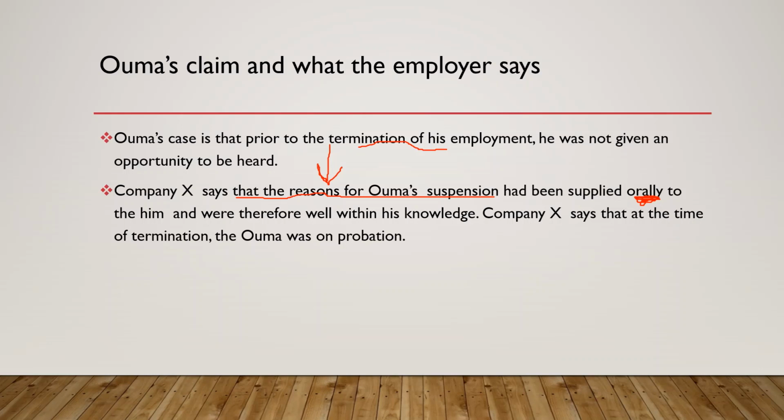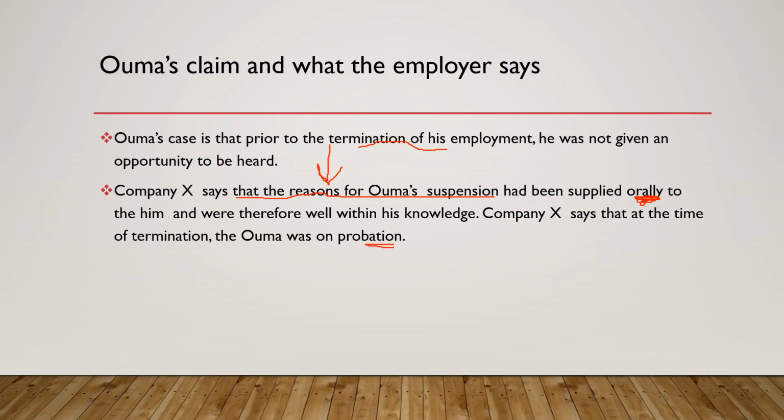Now the company goes ahead to state that in fact for the time Ouma was working for it, Ouma was actually working on a probationary contract. So this is the defense that the company is trying to rely on to avoid liability. Now in the next slide, I want us to unfold these facts to see how courts normally look at such an instance.